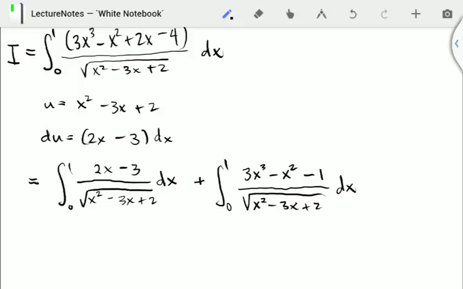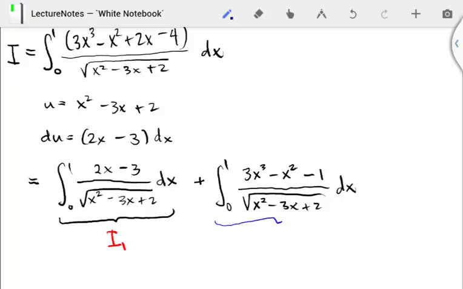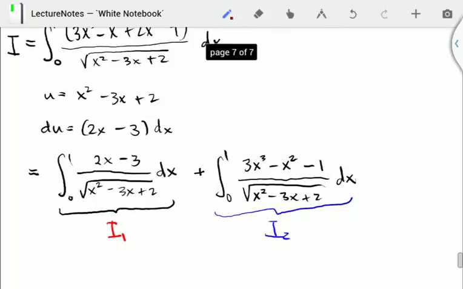Why? Because the numerator is the exact differential when you let u be equal to the denominator. Okay, so in fact, if we call this our I1 integral, and let me change the color of the pen so that it will be cooler. Let's have blue, I think green is hard to see. This second one, the formidable one, as I2. Okay, so let's work first with the red one.